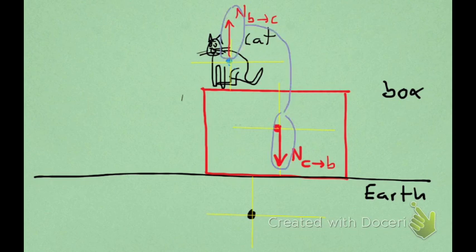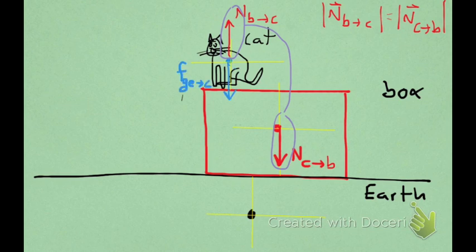From Newton's third law, we know that since these two forces are members of an action-reaction pair, the magnitude of those forces should be equal. Another force acting on the cat is the gravitational attraction between the Earth and the cat. The Earth is attracting the cat. That puts a downwards force on the cat.